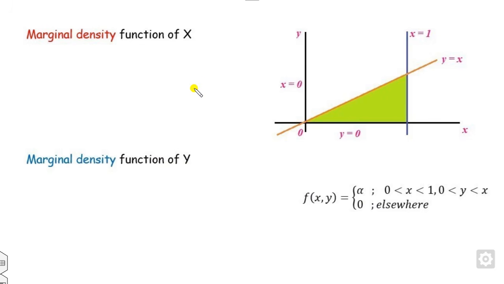How can you find the marginal density function of x? This is the marginal of x. It means the collection of all those y's of f(x,y). In order to find the collection of all those y's, you have to take the limit on the y-axis. So this is a 0.